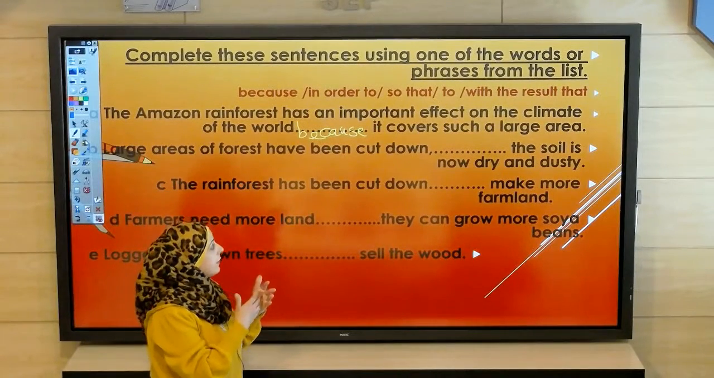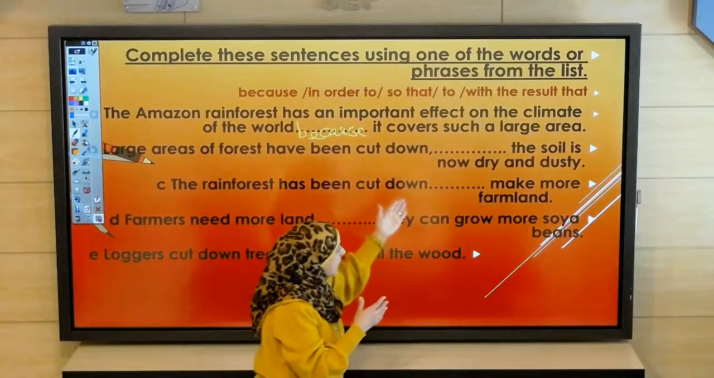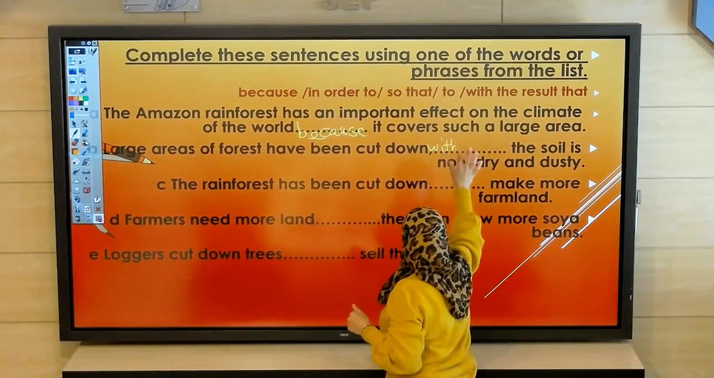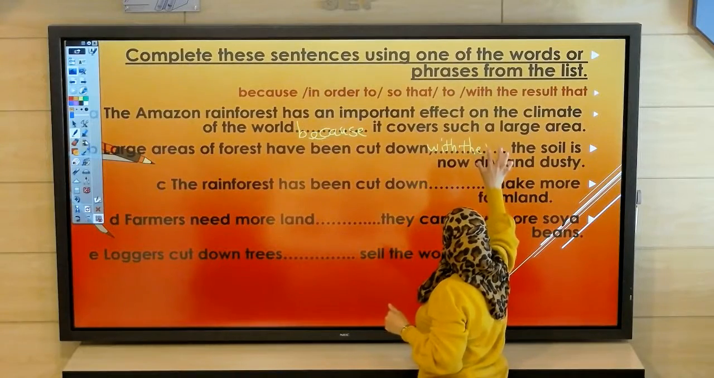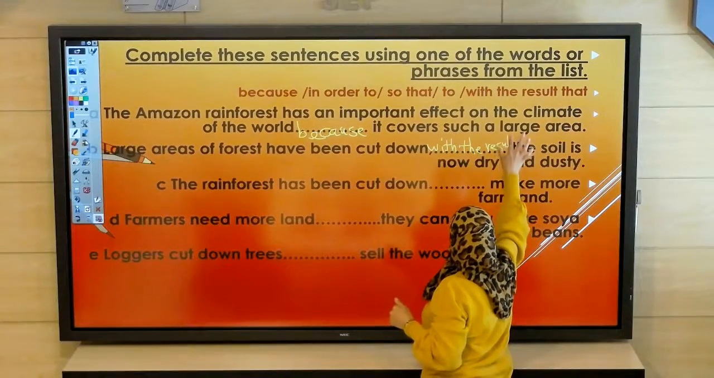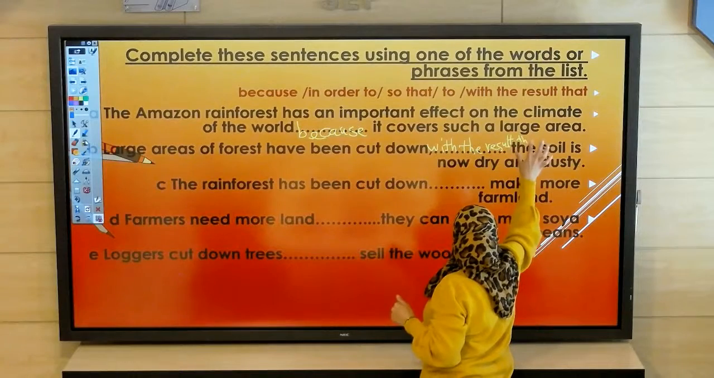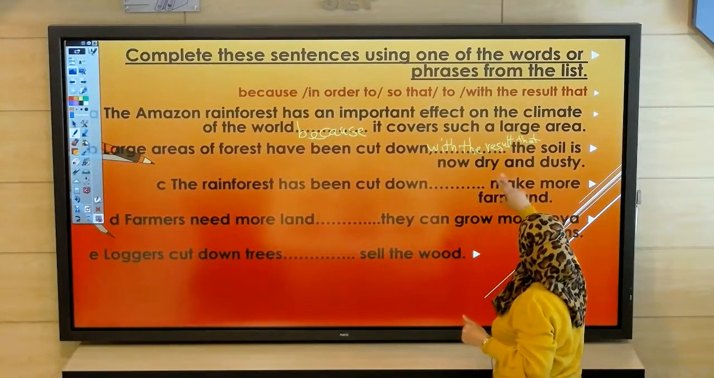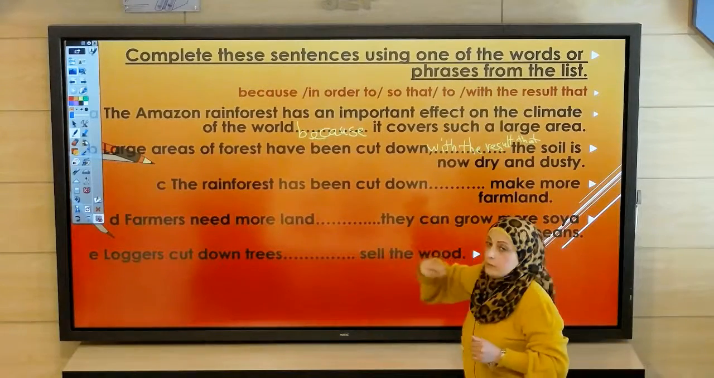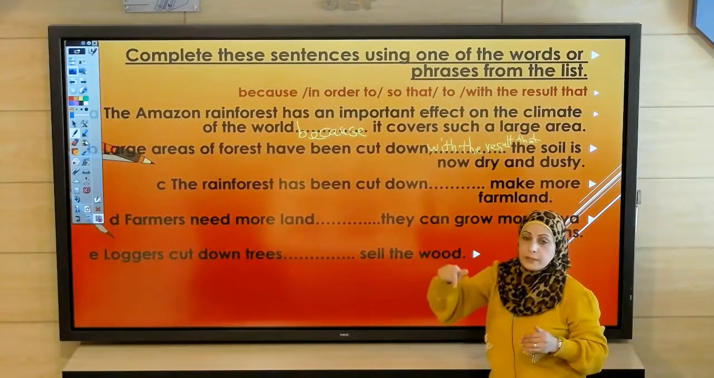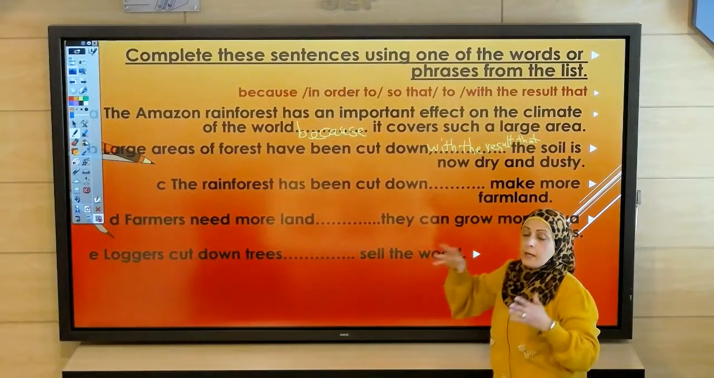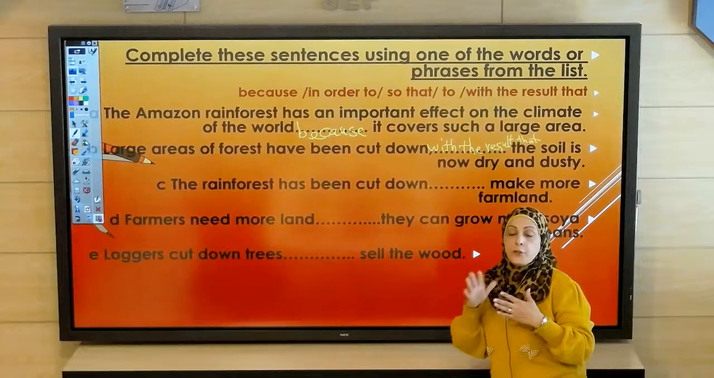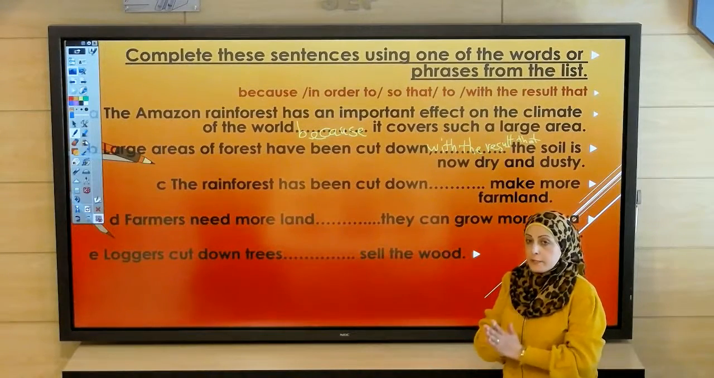So we should here write with the result that the soil is now dry and dusty. So remember, after because, after with the result that, after so that, we need a clause. After to, after in order to, we need an infinitive.